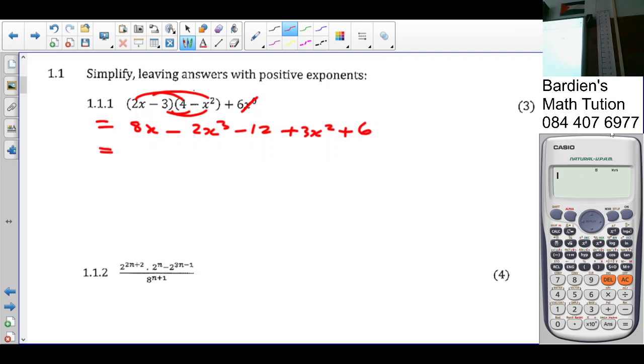So what we do now, we add like terms. The only like terms are the constants. That can be written as 8x minus 2x cubed. Negative 12 plus 6 is negative 6, plus 3x squared. Is that correct? If you would like to have written that in descending powers of x, you can do that, which is negative 2x cubed plus 3x squared plus 8x minus 6.